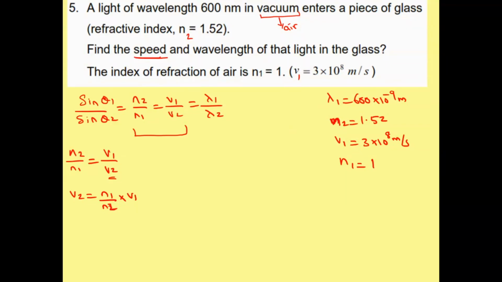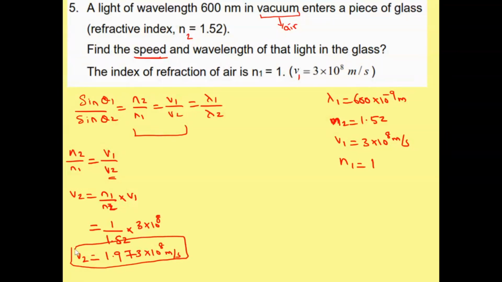Clear? Now I'm going to substitute the value. N1 takes the value of 1 and N2 here is 1.52 multiply with V1, which is nothing but the speed of the light in the air medium, 3 multiply 10 power 8. If you multiply and divide, you'll get the speed of the light in medium. V2, the number 2 always stands for the material medium, right? So 3 multiply 10 power 8 over 1.52. I got the answer as 1.973 multiply 10 power 8 meter per second. So this is the answer for the speed of the light in the glass medium.